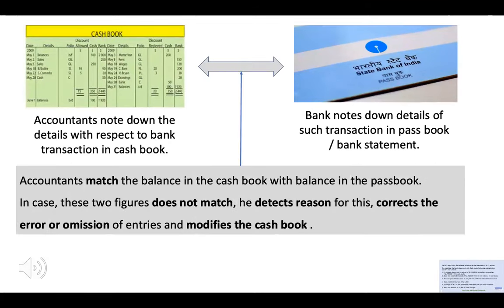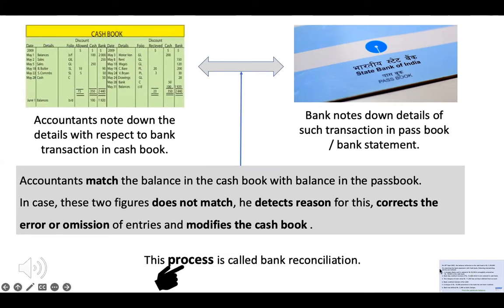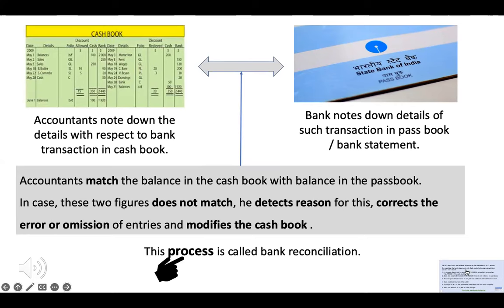The accountant frequently matches the balancing figure of the cash book with the balancing figure of the passbook, and if the two figures do not match, he detects the reason for such mismatch. In the process, he corrects any omission or commission of entries, or any other reason because of which the two figures are not matching. For this purpose, he modifies the cash book also, making some entries in the cash book. And this total process is called bank reconciliation.